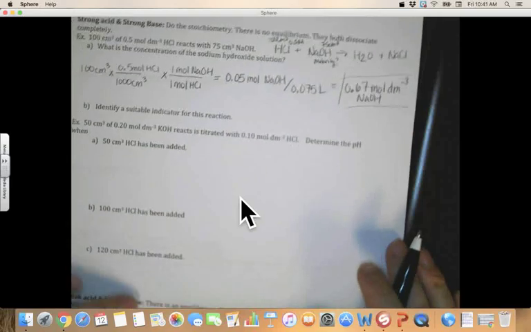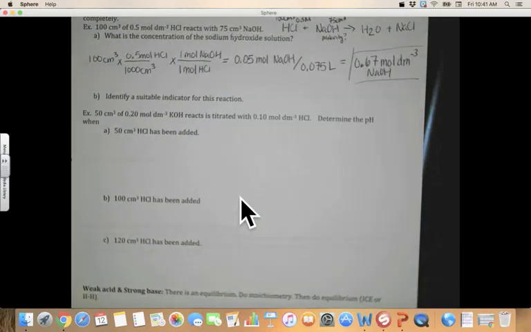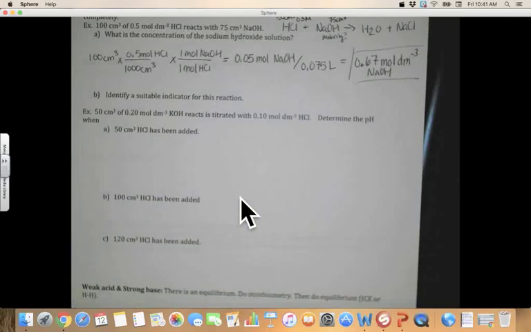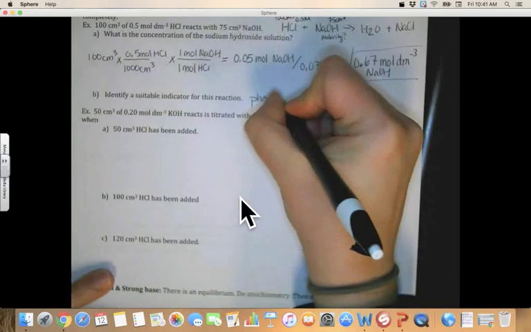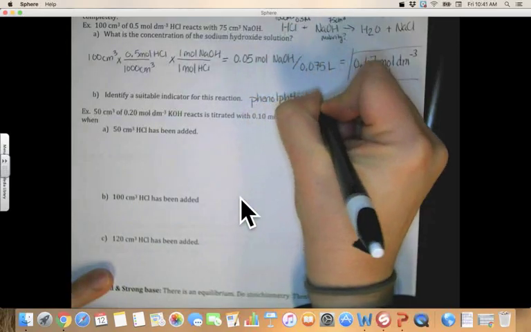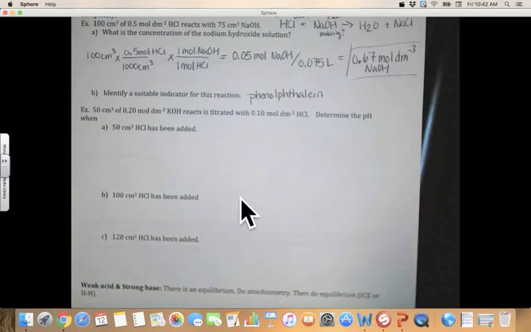Alright. Other thing, identify a suitable indicator for this reaction. So it's a strong acid, strong base. That means our equivalence point is going to be at a pH of 7. So we're going to look at our indicator chart in our data booklet, and you can pick any of them that change color around 7, such as phenolphthalein. And so you might be asked why you would choose a certain indicator, and it's because the color change happens in the same range as the equivalence point, or some similar wording. The end point for it is in the same range as the equivalence point.